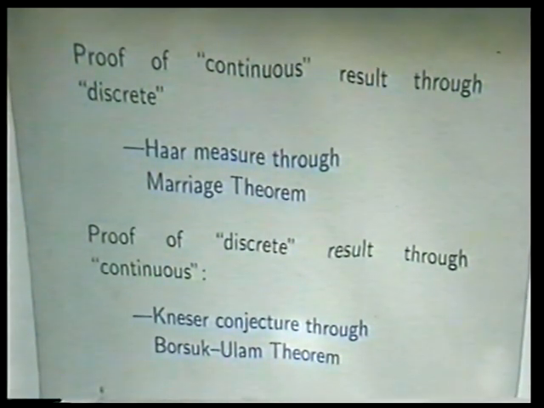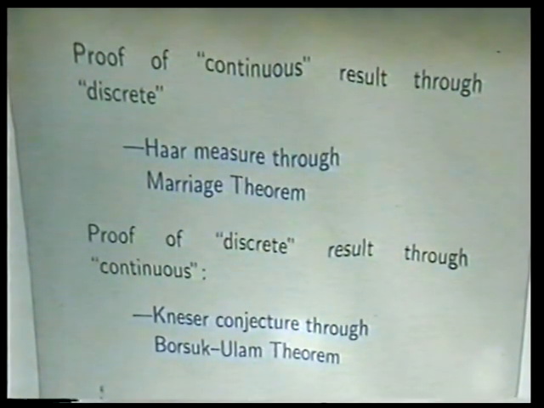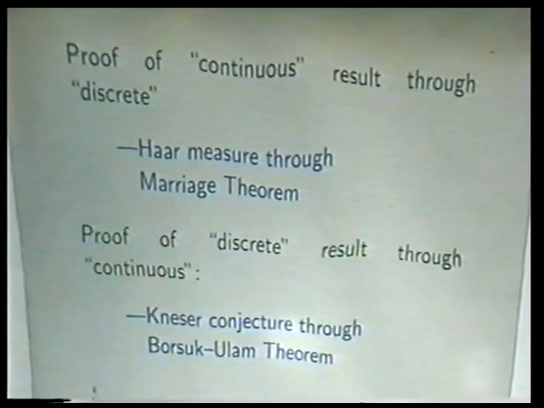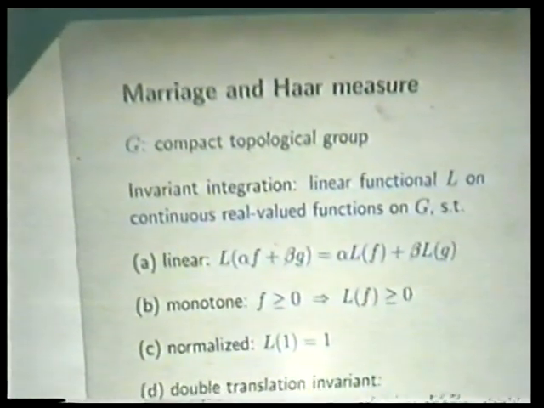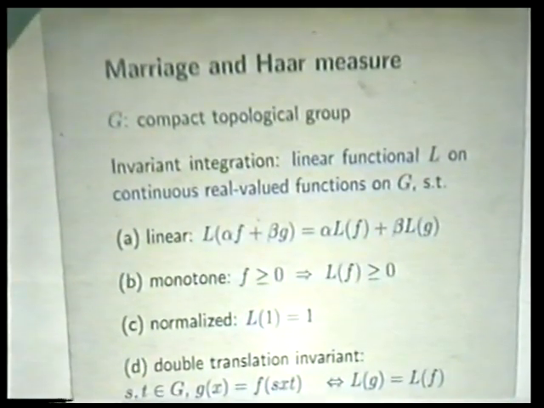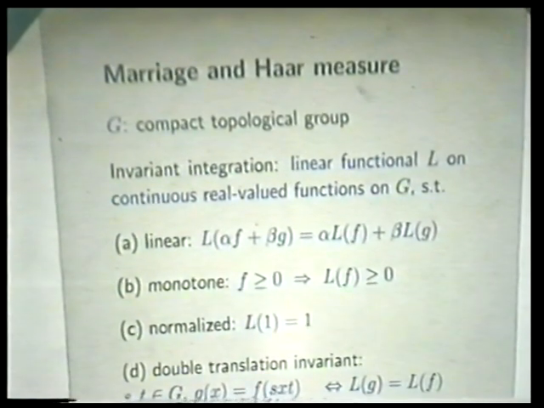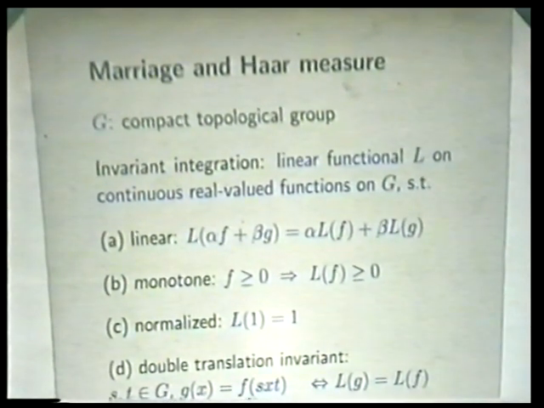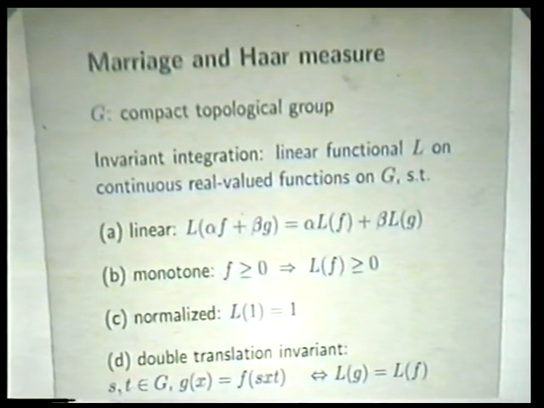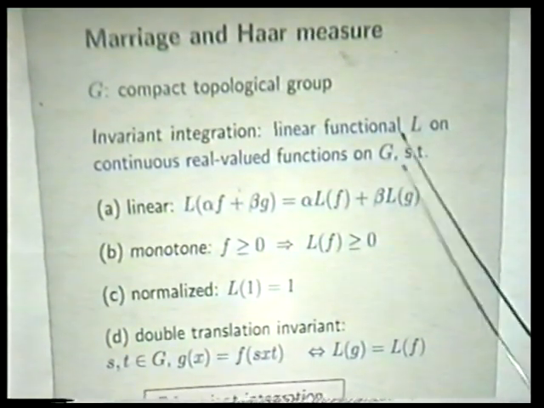This was indicated, but not quite worked out in a paper of Harper and Rota. They do a similar construction, but let me do the Haar measure because that's what's the nicest. So actually, what I will do is to show that if you have a compact topological group, then you can define an invariant integration. So you can define a linear functional on continuous real-valued functions, which is, well, it's linear.